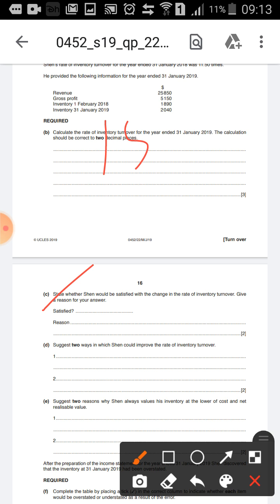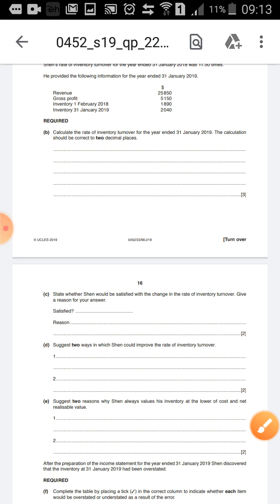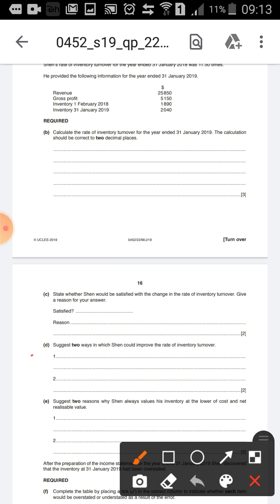Suppose there is this thing that above 15 is good and below 15 is bad. This kind of thing must be there in the theory portion, so figure out whether it is good or bad, and suggest two ways. For this one also, get back to the theory portion and find out what the two ways to improve rate of inventory turnover are. In case it is not there in the theory portion, then search it out on the internet.